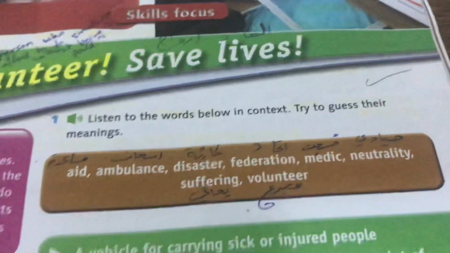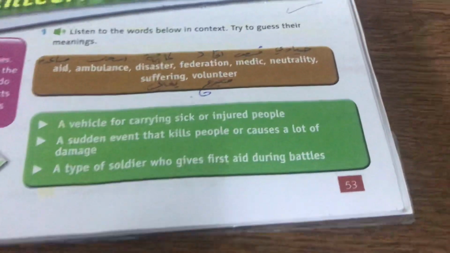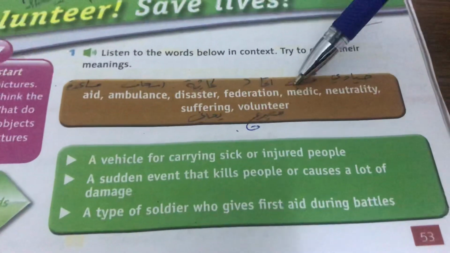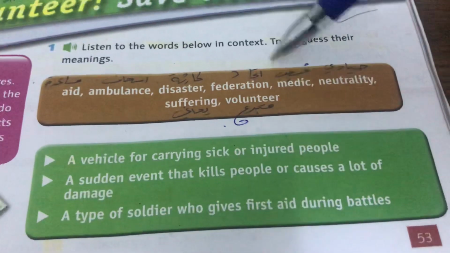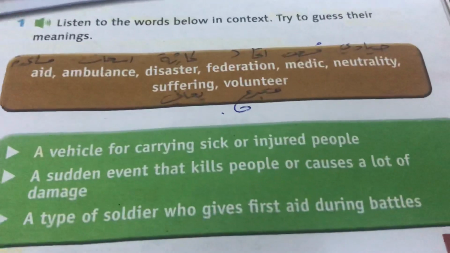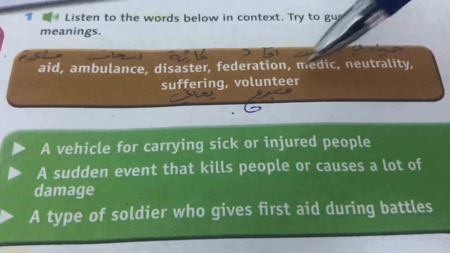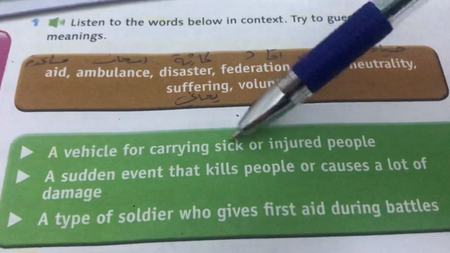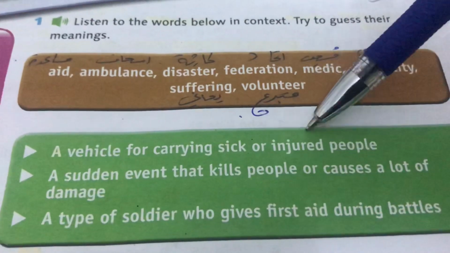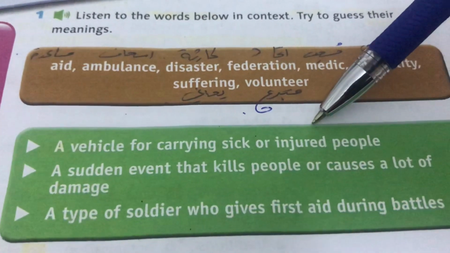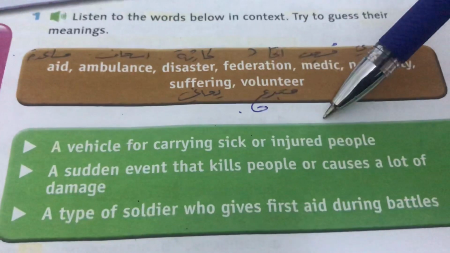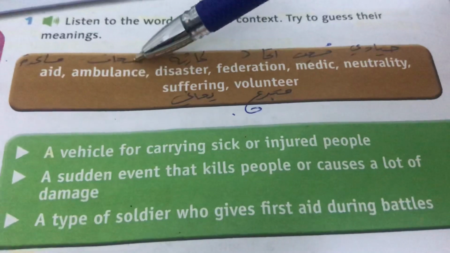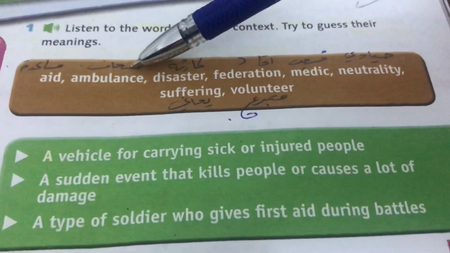Here we have an exercise with a couple of meanings for some of the words above, and we have to pick one of them. A vehicle for carrying sick or injured people. Vehicle means a carrier. Sick or injured means wounded people. What is the vehicle that carries them? Which is the ambulance.